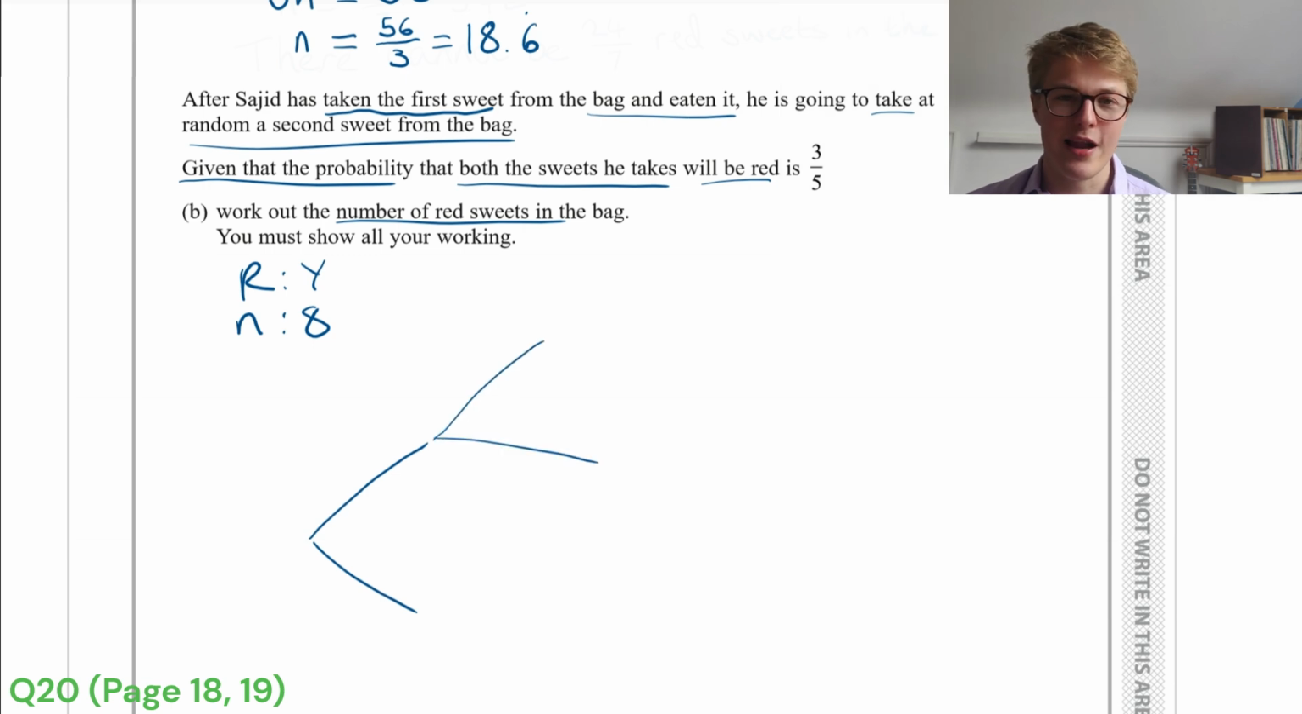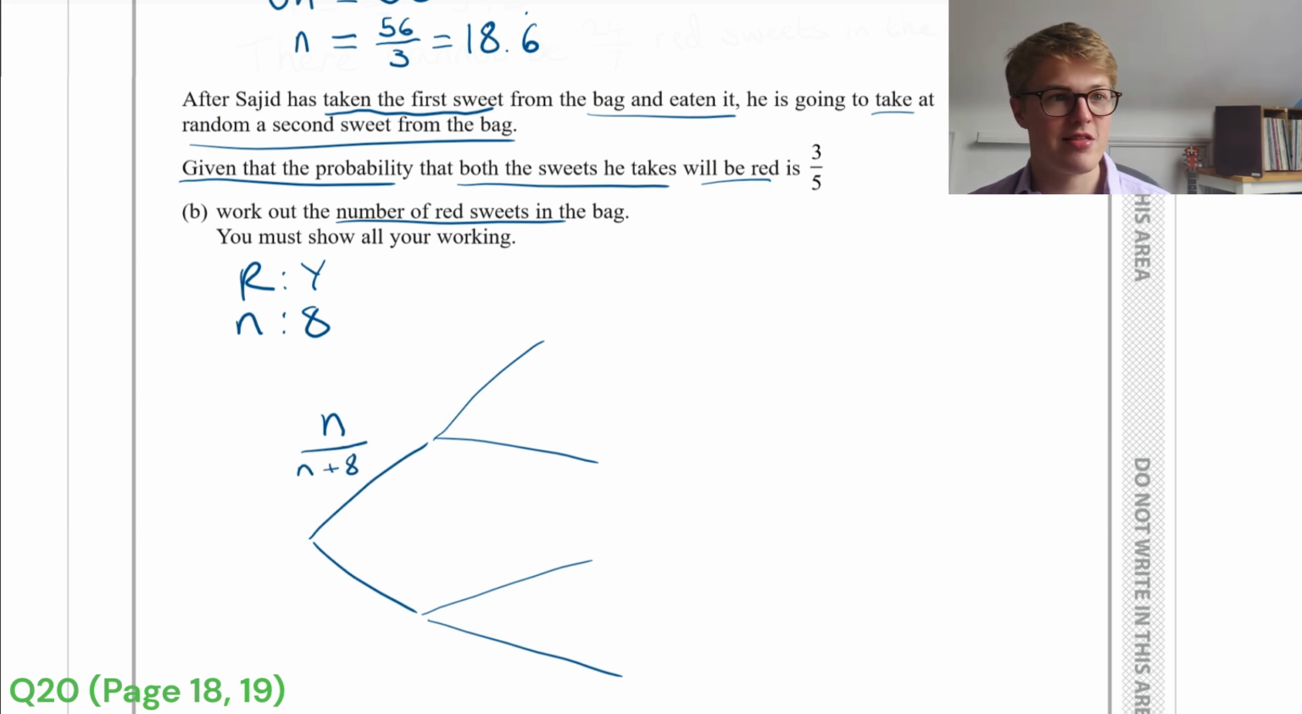So the ratio of red to yellow sweets is n to 8. We can draw out a probability tree as you can see here. The probability of it being red in the first instance is n over n plus 8, and the probability of it being yellow in the first instance is 8 over n plus 8. Then we can look at the other branches of the diagram.